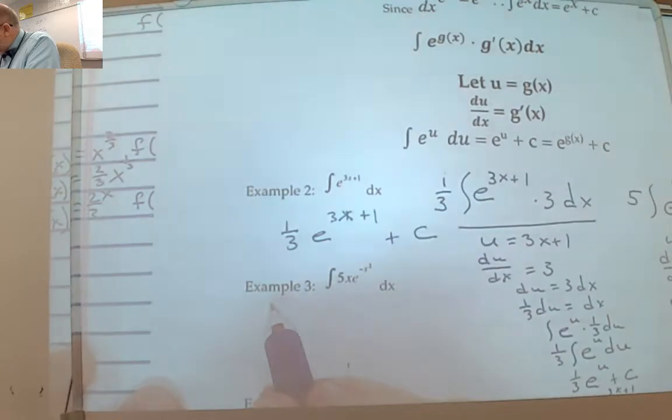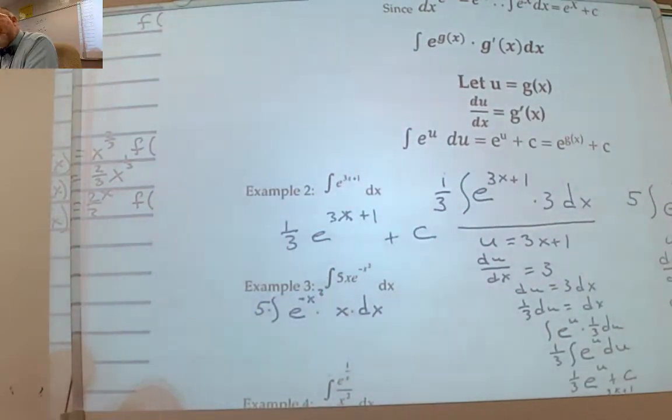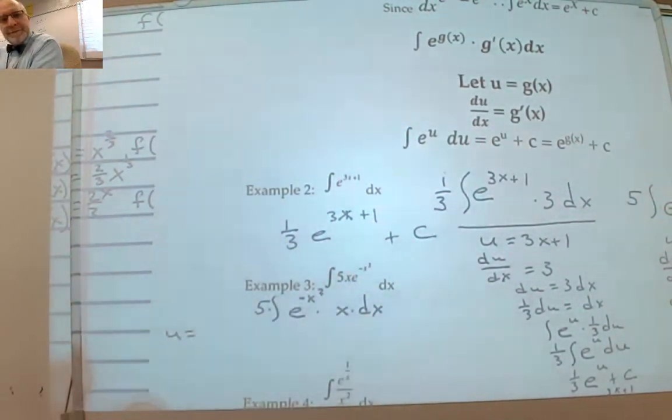I'm first going to do a couple of things. I'm going to put the 5 out there. Are you okay with that? And I'm going to write e to the negative x squared, and I'm going to write x dx, because that's all multiplication, right? Okay? So what is u going to be?